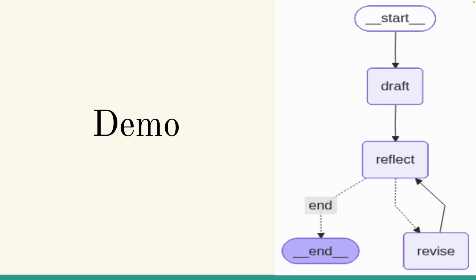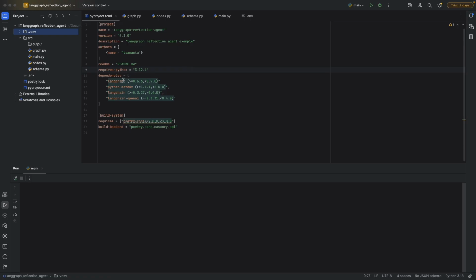If the feedback is satisfactory, it will end. Now let's see it in demo. For this particular project, we'll be using these 4 dependencies: LangGraph, Python.env, LangChain, and LangChain OpenAI.